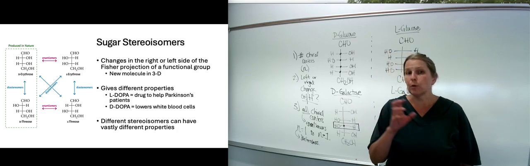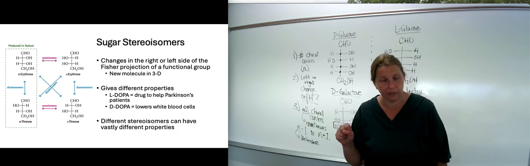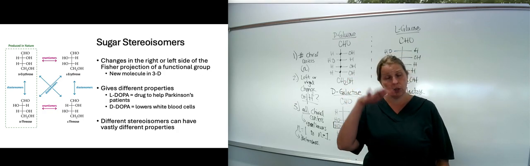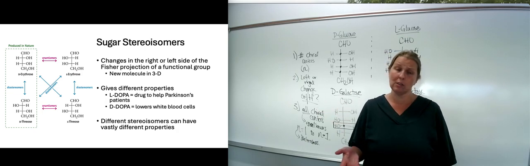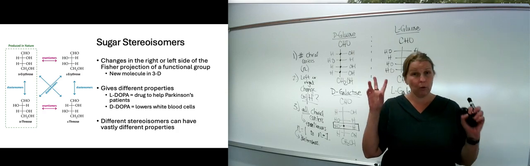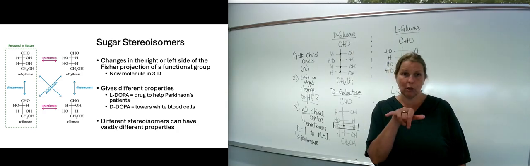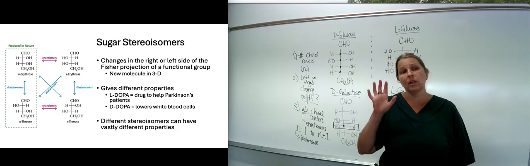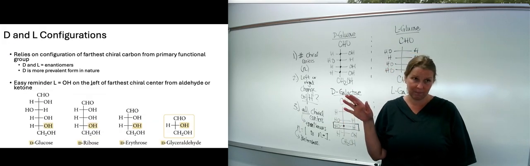However, if you were to give a patient with Parkinson's disease D, the enantiomer of L-DOPA, you basically shut down part of their immune system. It lowers their white blood cell count. It doesn't actually help alleviate the symptoms of Parkinson's usually. So again, it might seem very confusing and it might seem like it quote unquote doesn't matter, but our bodies are very, very particular about how things look in 3 dimensions. So again, the biggest takeaway I want you to think about here is that these different stereoisomers can have vastly different properties.